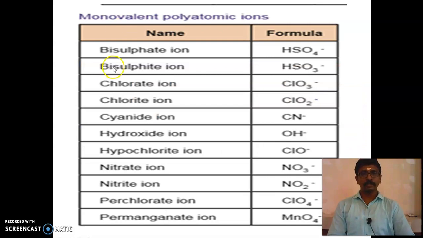And next we will discuss the monovalent polyatomic anions. Mono indicates these elements have a valency of only 1.